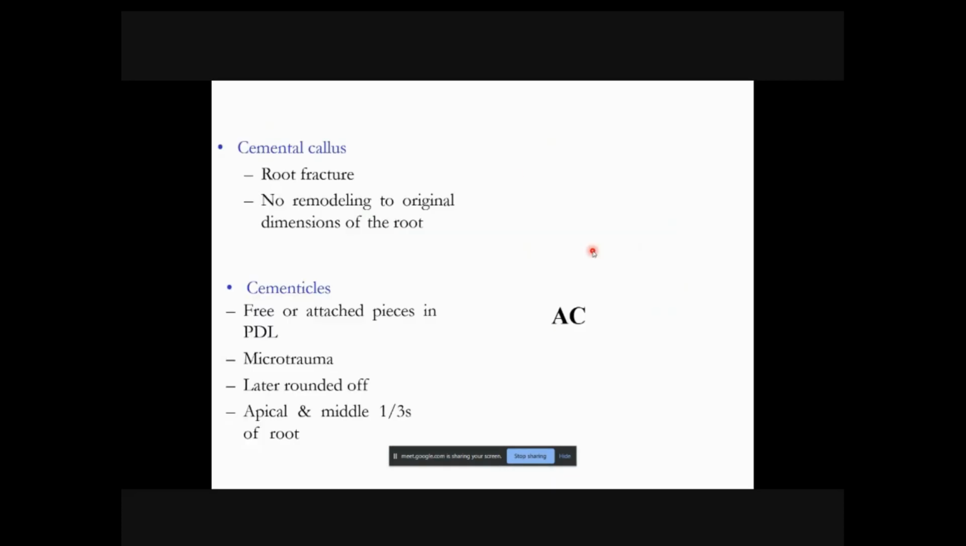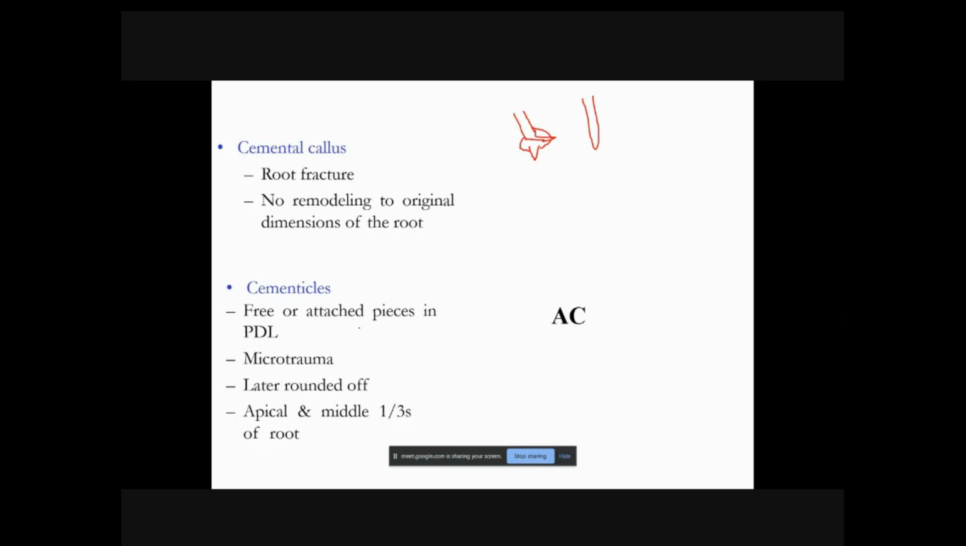Cementum contributes whenever there is root fracture, but not to full extent. That's why there is no remodeling to the complete original dimension of the root. Just to show you very quickly: this is the tooth, say this is the apex where there is a fracture. So the cementum is just deposited around it like that. It's not like it will become proper again. It will just heal or repair, but not to the original dimension.